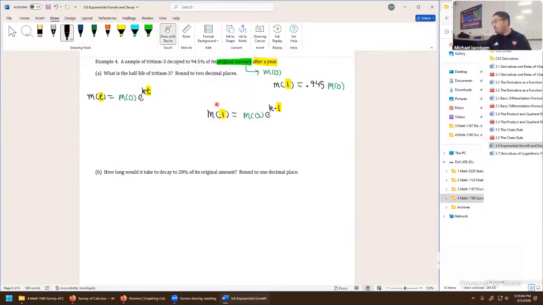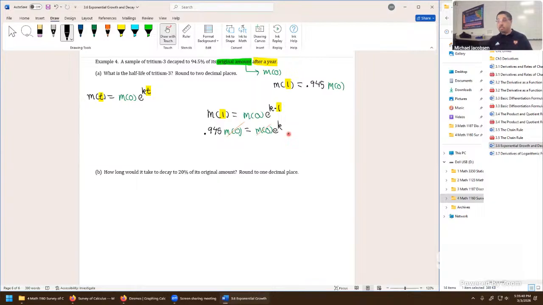Plug in on the left 0.945 times initial mass, m at 0, equals initial mass, m at 0 again, times e to the power k. And this is a nice equation because you can just divide mass at time 0 immediately on both sides. In other words, it just completely cancels out. We're free to divide it because it cannot be 0. We're assuming the initial mass is more than just 0, it's some positive number.